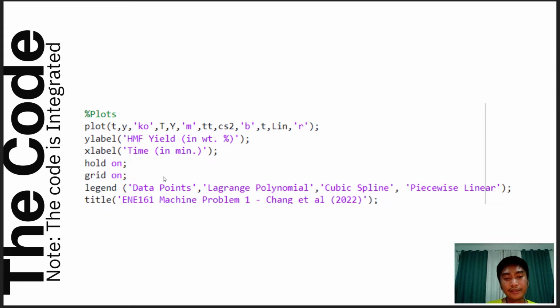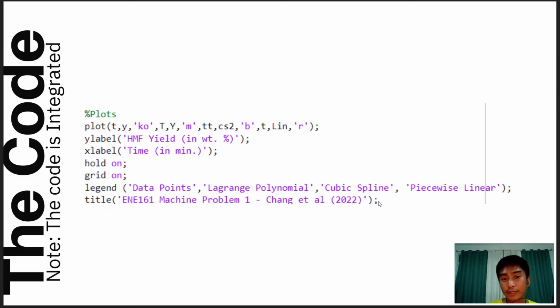So the grid on is in order for the grid to be shown upon running it. Here you can see the legends. For the legend: data points, then Lagrange polynomial, then cubic spline, and then the piecewise linear. At the end of the line here, we put ENE161 machine problem 1, then the title of the study and the author, and then we close this one.